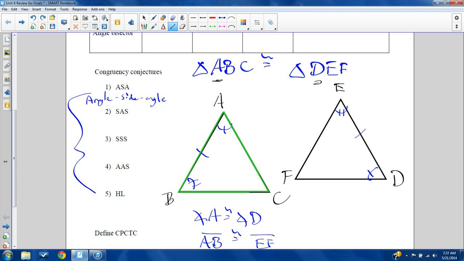And that's the point, again, behind CPCTC. Once I know the triangles are congruent, then I know that the rest of the parts have to be congruent. BC has to be congruent to EF, because there's nothing else these things can be. Even though I don't have it in evidence that these segments are congruent, I know that because the triangles are congruent, then these segments are congruent.